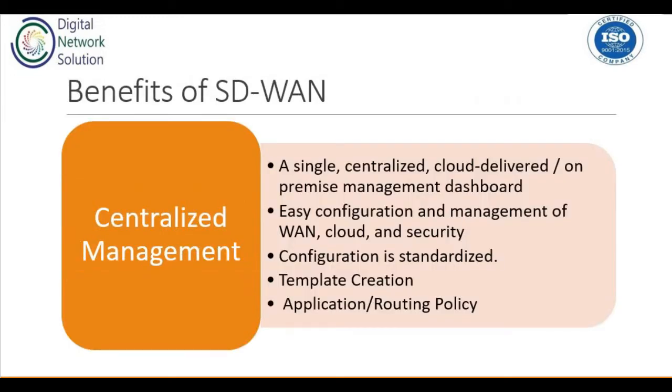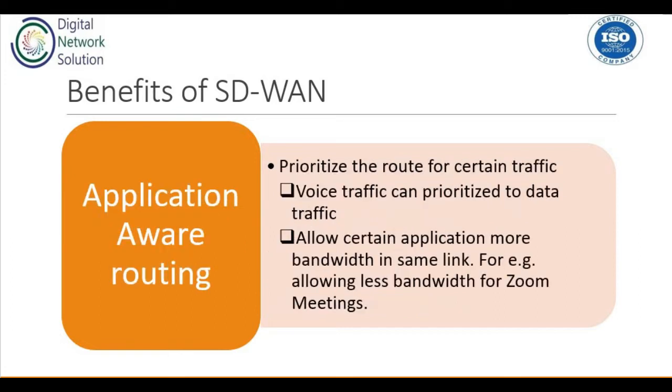Benefits of SD-WAN. Centralized management: a single centralized cloud-based or on-premise management dashboard. It is easier for the configuration and management of the devices. Application aware routing: Cisco SD-WAN prioritizes certain type of traffic over other. For example, we can prioritize voice traffic over data traffic. Even in a single link, we can make a granular control. For example, if you want to provide Zoom meetings more bandwidth than other networks, then we can provide the same.